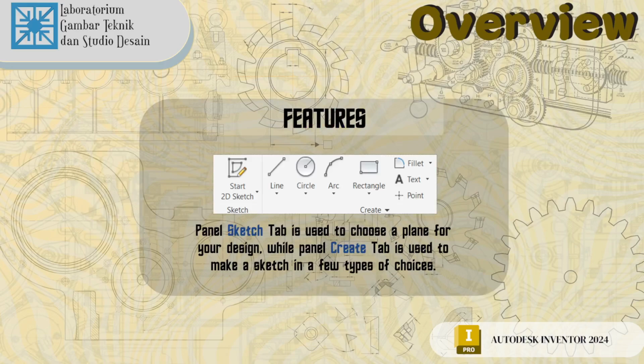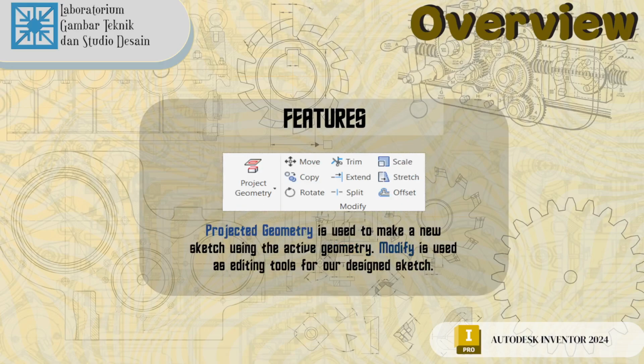Now, we have feature. Panel Sketch tab is used to choose a plane for your design, while Panel Create tab is used to make a sketch in a few types of choice. Projected geometry is used to make a new sketch using the active geometry. Modify is used as editing tools for our design sketch.